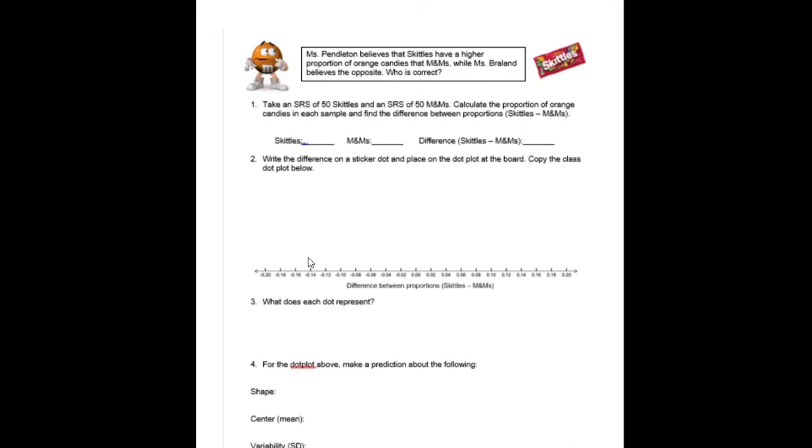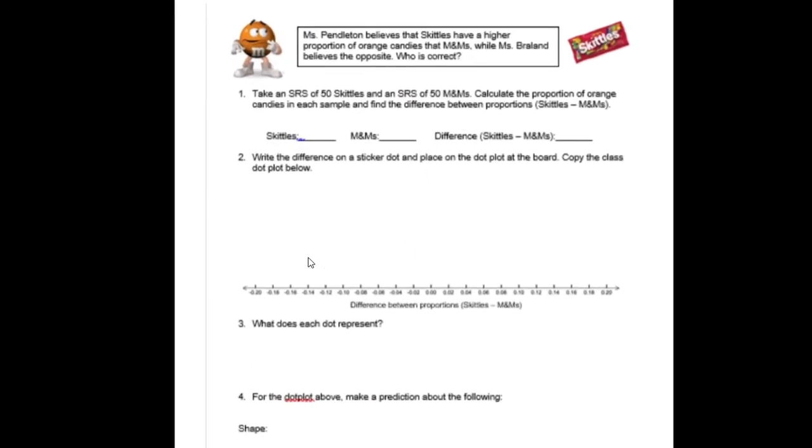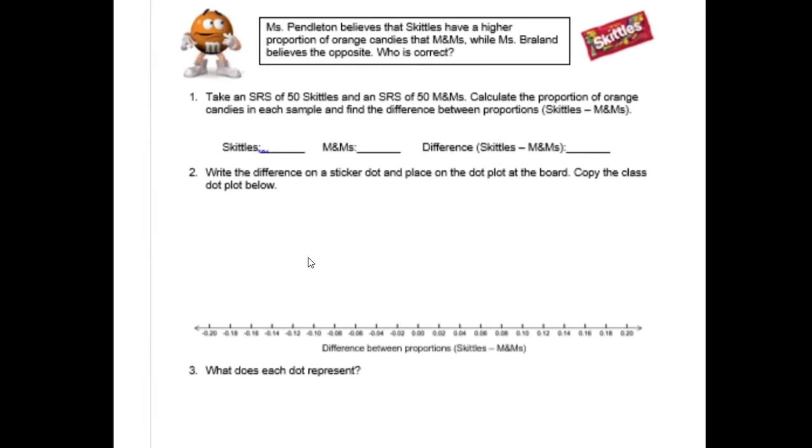All right, so for today's activity, we're going to be talking about some M&Ms versus Skittles. So last class we talked about specifically Reese's Pieces being orange or not, and now we're looking at the orange in M&Ms and Skittles. So I, Miss Pendleton, believe that Skittles have a higher proportion of orange candies than M&Ms, but Miss Braylon, the old AP Test teacher, or Mr. Crouch, whichever one you want it to be, believes the opposite. So who is correct? We're going to take an SRS of 50 of each and calculate the proportion of orange candy in each one.